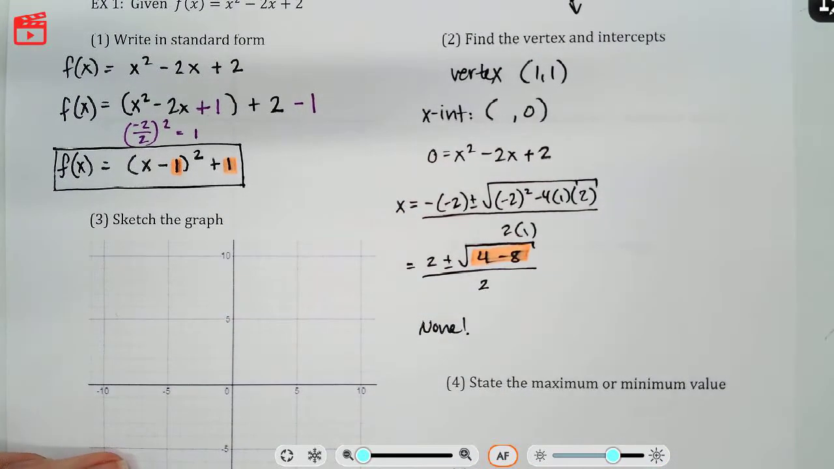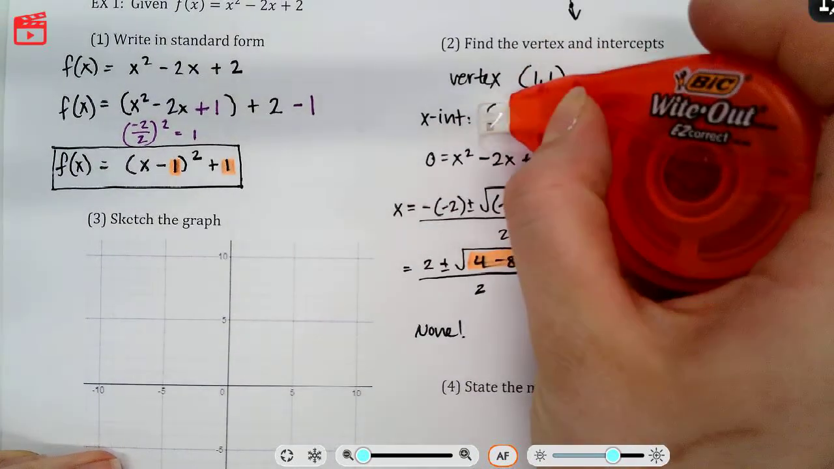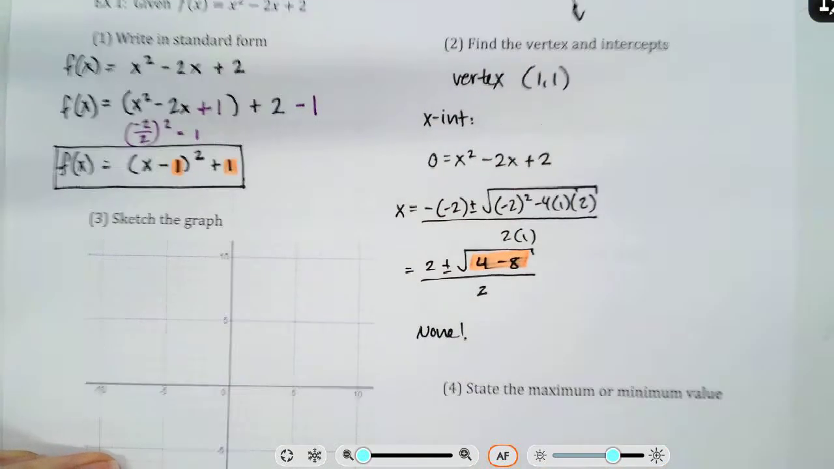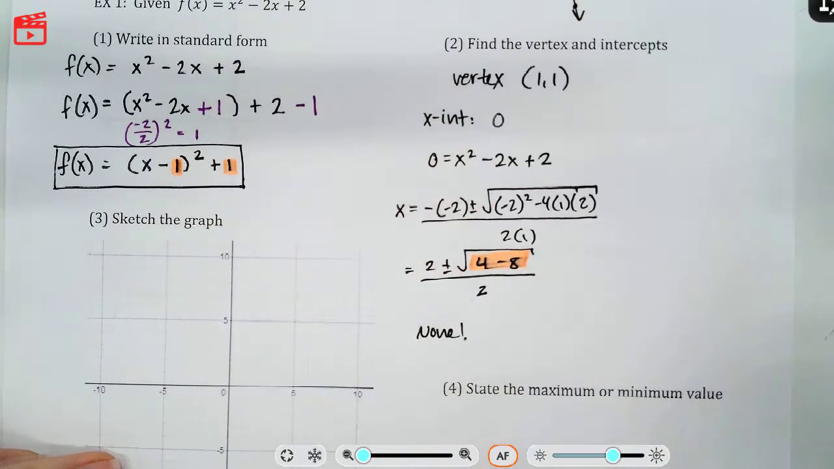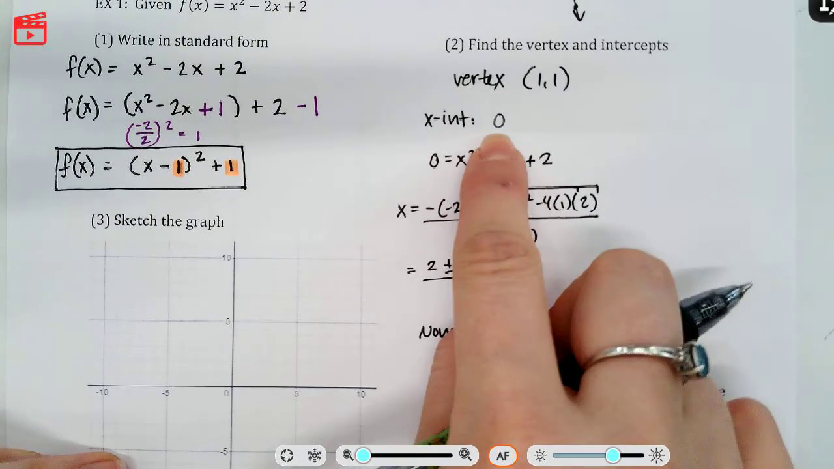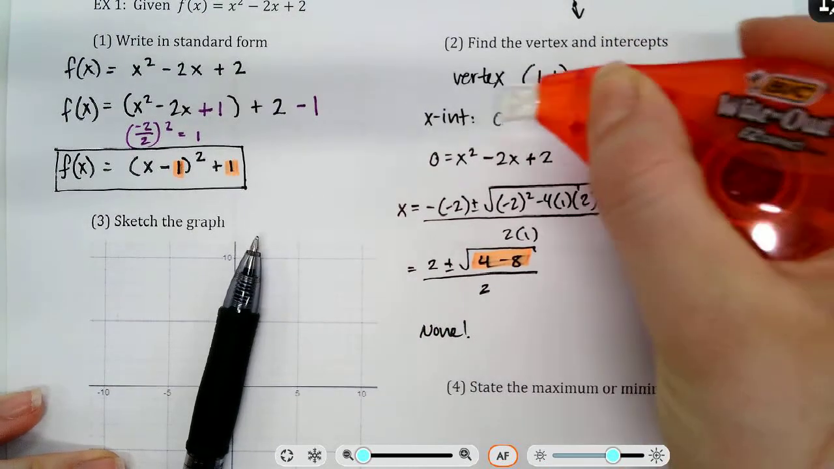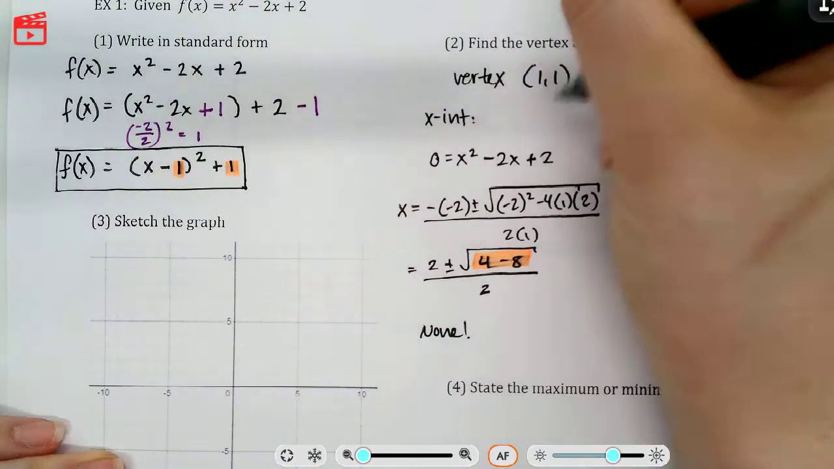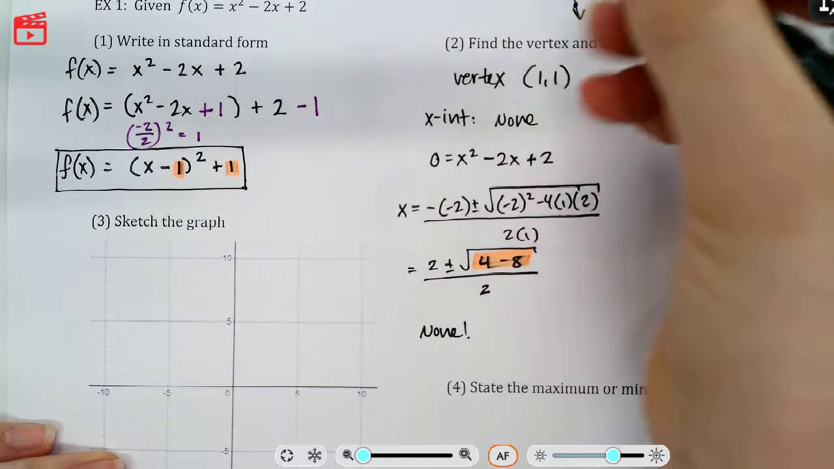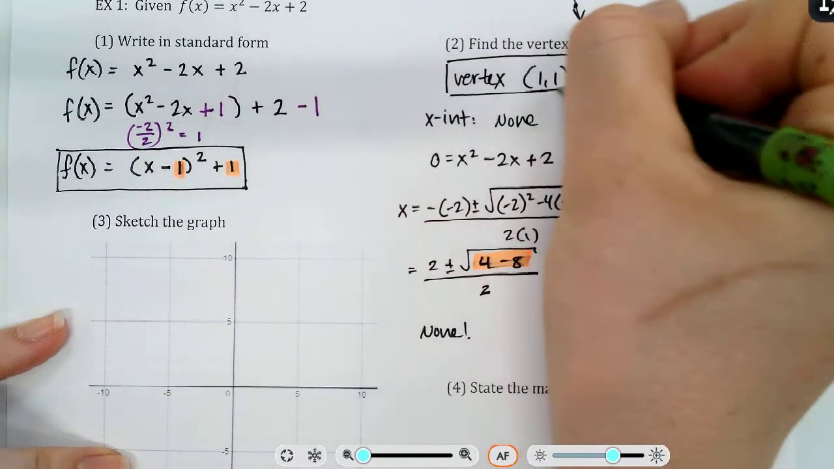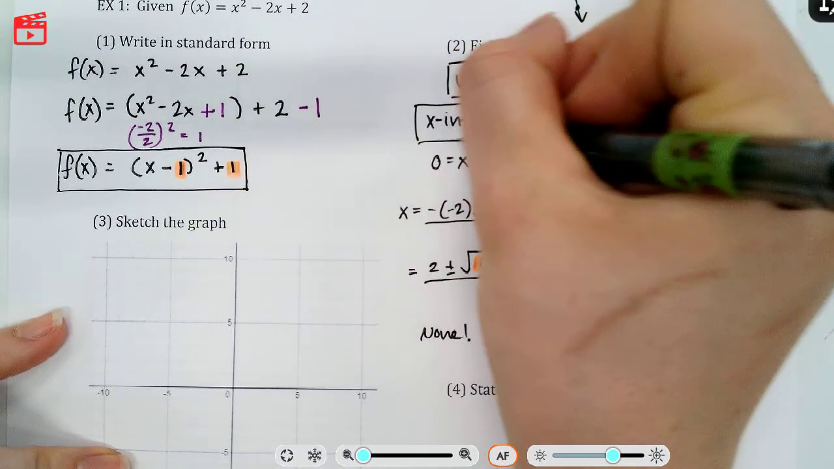So remember, when you're telling me if you have an x-intercept, please do not write x-intercept 0. Because to me, that means you're telling me your x-intercept is the number 0. So if you want to tell me that there are no x-intercepts, just write none. Okay? That way I clearly know that you have no x-intercepts.